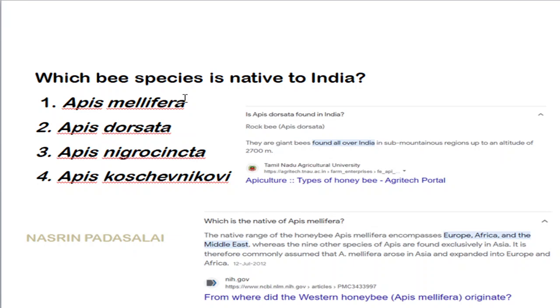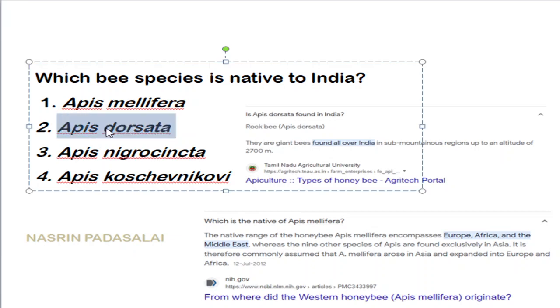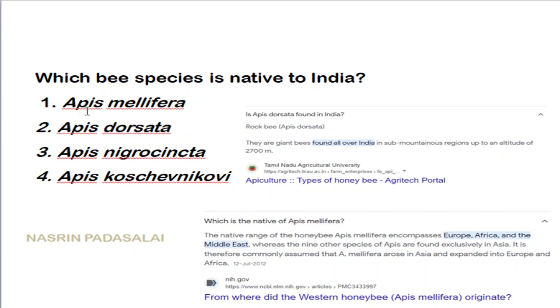Which bee species is native to India? You can find the correct answer is Apis dorsata. I don't think everyone is able to answer this question. Only if you know about that particular thing; I think a zoology candidate will give a correct answer for this question. I have taken this from the Tamil Nadu Agriculture website only.